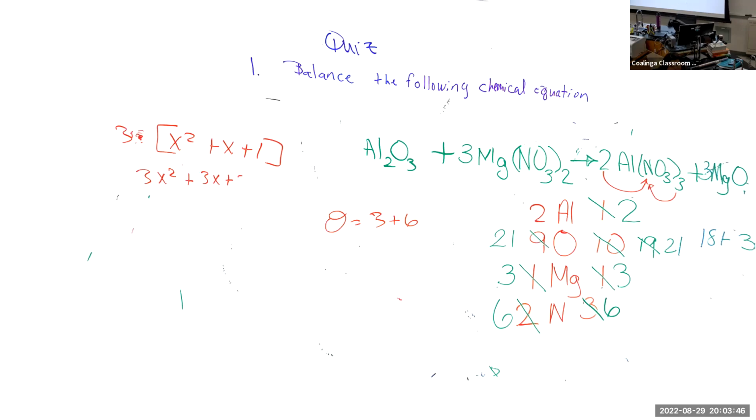So let's take a step back, right? We started off with 2 and 1 aluminum. The first thing that we wanted to do was get 2 aluminum. And how do we get 2 aluminum? Put a 2 in front of it, right? As soon as we put a 2 in front of there, it's going to change everything else. It's going to change the number of nitrogens and the oxygens that we have.